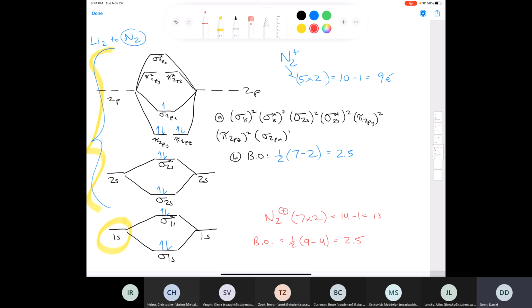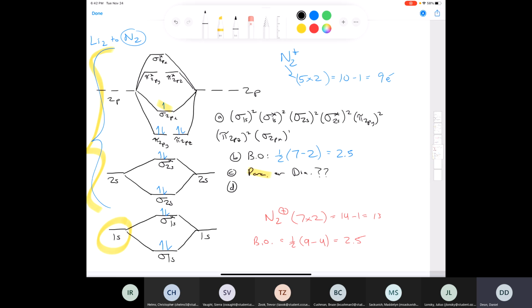Okay. And the next thing it says is magnetic properties. Is this molecule going to be paramagnetic or diamagnetic? Which one is it? Since it has an unpaired electron, it is going to be paramagnetic, right? That's the definition. When all the electrons are paired up, then it's diamagnetic.